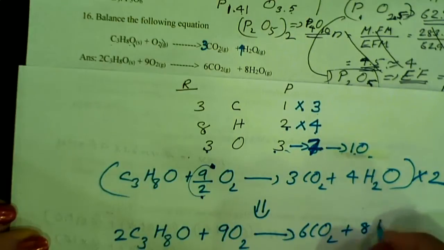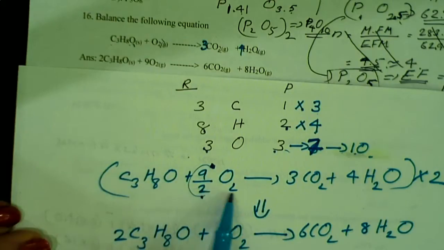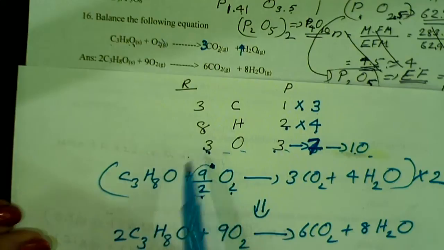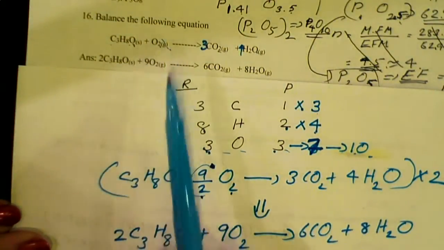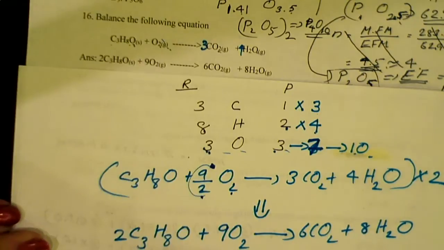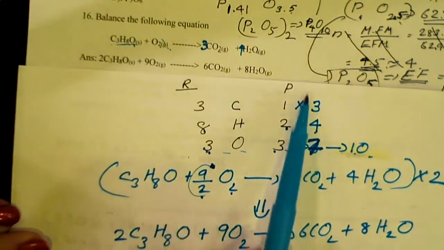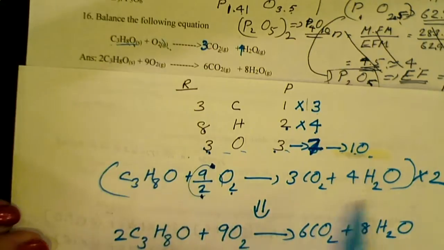But this is like a fraction. You don't need fraction in your balanced equation. So to get rid of this 2, you have to multiply the entire equation with 2. So you will end up with the chemical equation 2C3H8O plus 9O2 gives you 6 CO2 plus 8 H2O.